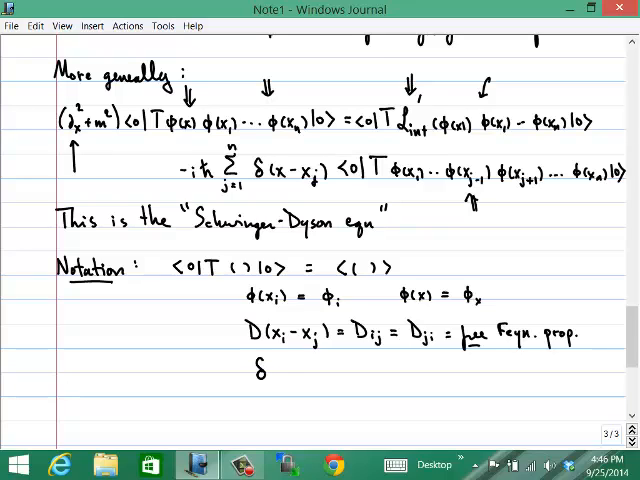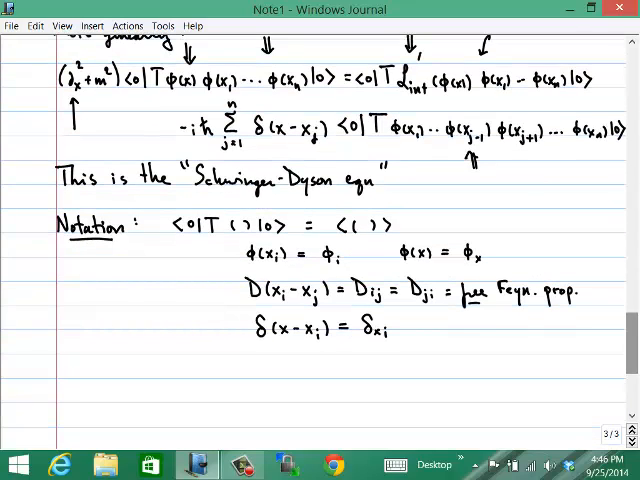And finally, delta of, say, x minus x_i, I'll write that as delta sub x_i. So I'm just introducing this notation because otherwise I'll never be able to fit all of these formulas on one slide. Okay, good. So let's get started.